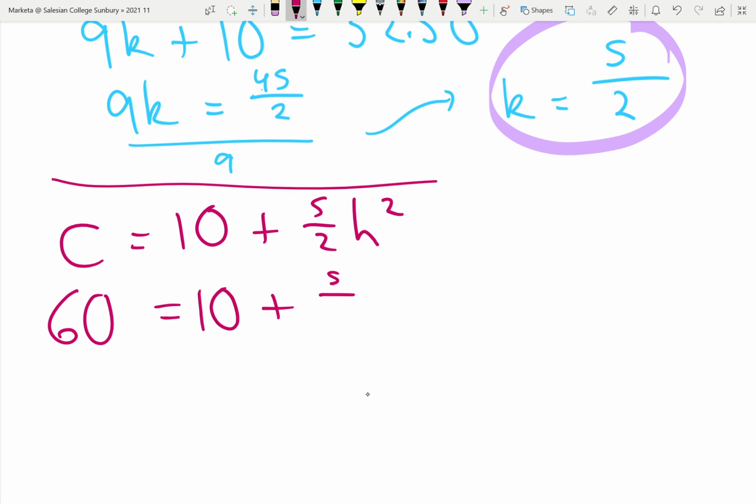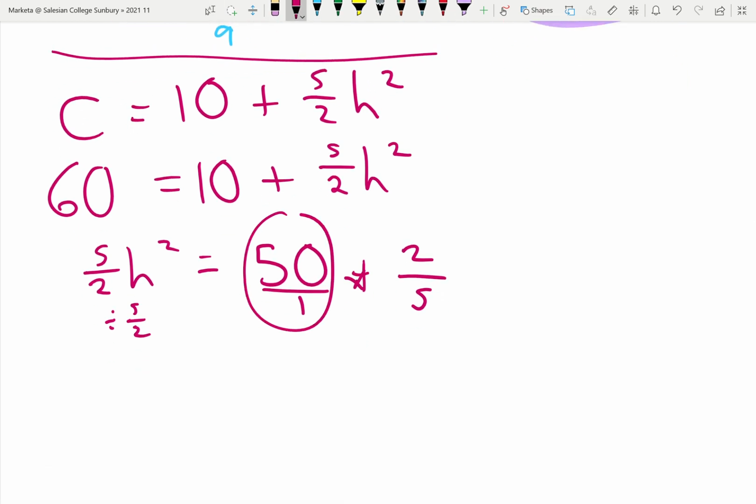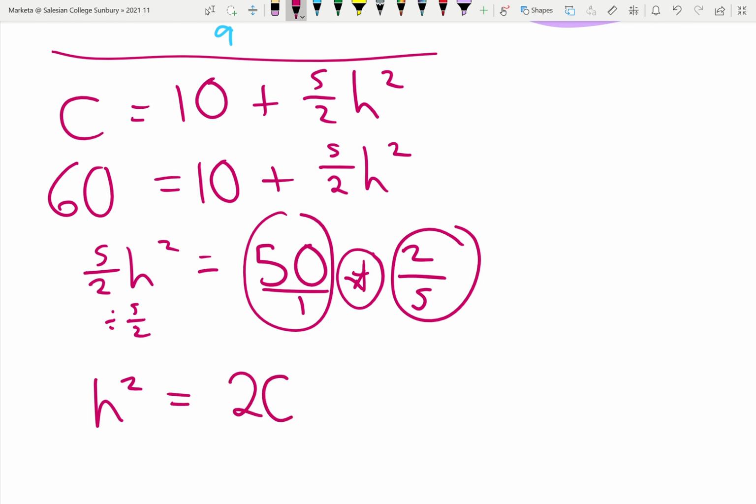Because even if you didn't quite understand what it meant by the nearest half hour, if you started off, you might realize what they mean. But secondly, even if you didn't realize and you did most of it, you'd get most of the marks there. So let's minus 10 on both sides. So we get 5 on 2 h squared equals 50. And now I'm going to be dividing by 5 on 2. So keep, change, flip. I have divided by 5 over 2 by keeping the 50 over 1, and changing the division to a multiplication sign, and flipping this fraction here to 2/5. So h squared is going to be 50 times 2 is 100 over 5. 100 divided by 5 is 20.